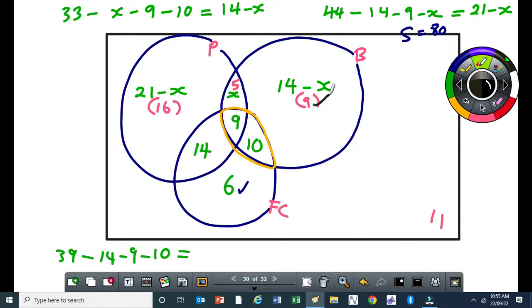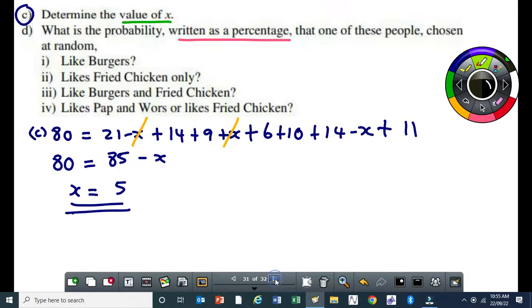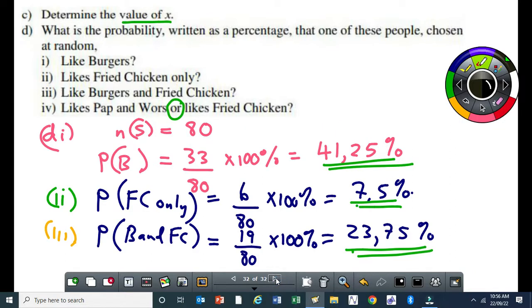So we exclude these 9, okay? Because they don't touch pap, they don't touch fried chicken. So these 5 here, we have to include them because they eat pap, even though they also eat burgers. These 10 here, we also have to include them because they eat fried chicken, but they also eat burgers. But these 9 now, they don't touch pap, they don't touch fried chicken. Of course, these ones we don't include because they don't eat any of them. So 9 plus 11 will give you 20. You subtract from 80, you get 60. Okay. I hope you are following me.